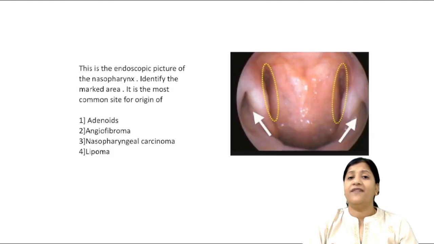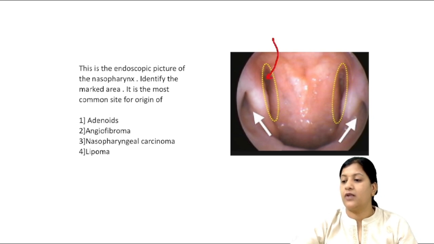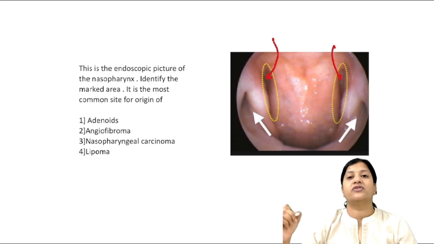Okay, another very important image that many a times has repeated in the exam. This is an endoscopic picture of the nasopharynx. Identify the marked area. It is the most common site of origin for a tumor. So they have marked this yellow structure. What is this yellow structure and what is it the most common site for?